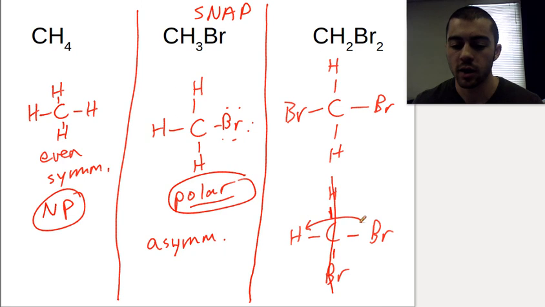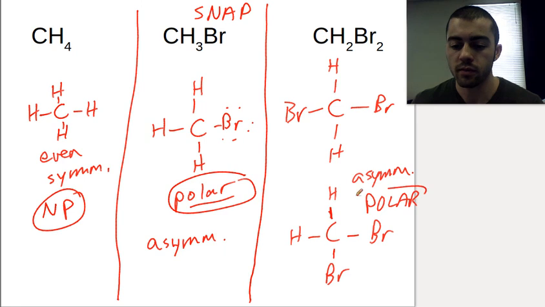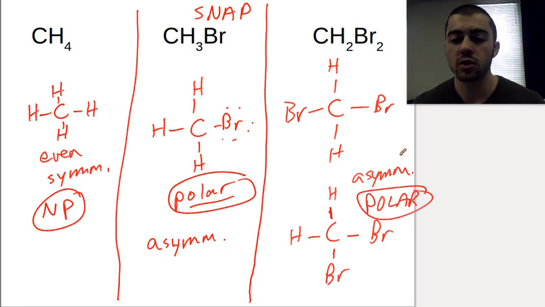We'd be trying to match up this hydrogen and the bromine, and if we tried to draw a line of symmetry here, we'd be trying to match up this hydrogen and this bromine. So no matter how you slice it, this is asymmetrical. And if it's asymmetrical, that makes it polar. So again, any sort of uneven distribution, any sort of imbalance that you can see, is going to make the molecule polar.